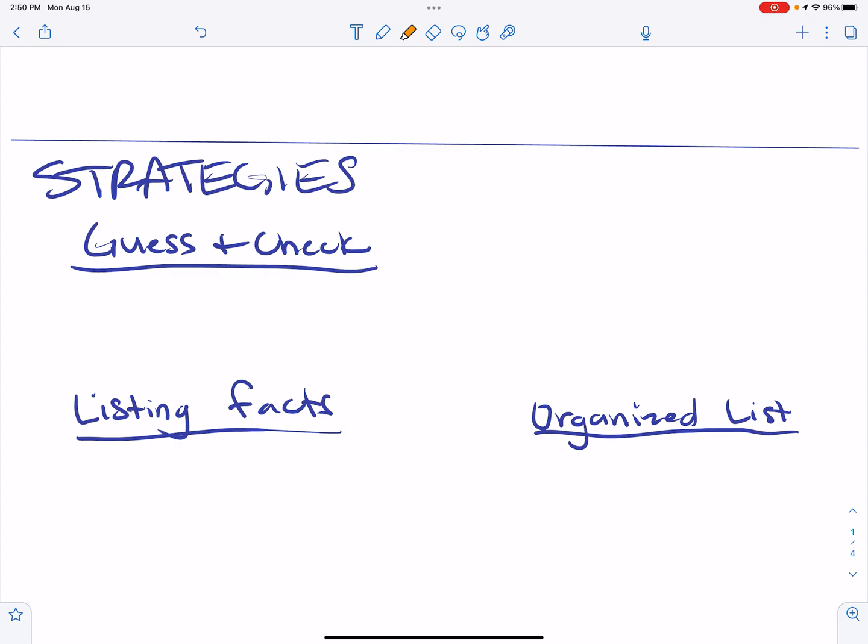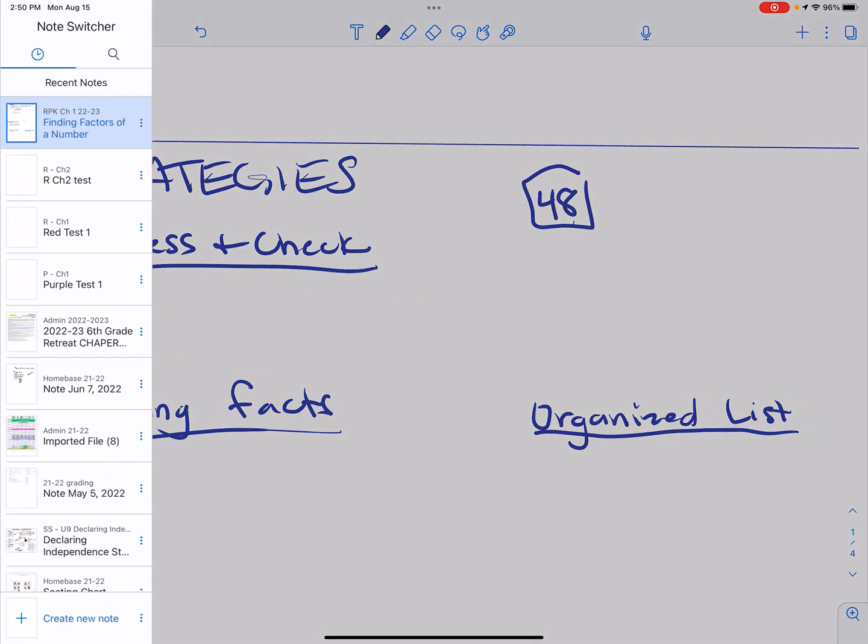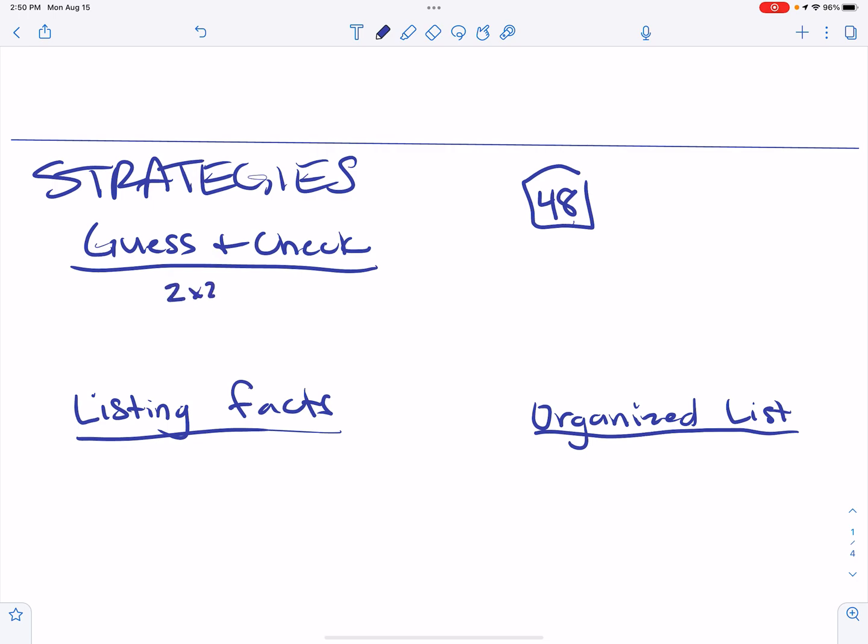So guessing and checking is just what it sounds like. It's when your target number is 48, you're trying to find all those factors, and you think to yourself, well, I know 2 times 24 is 48. And so I'm wondering, maybe 3 times something is going to equal 48. But I can't quite think of what that might be. So I know it's going to have to be less than 24, but I know 3 times 20 is equal to 60. That's too much.